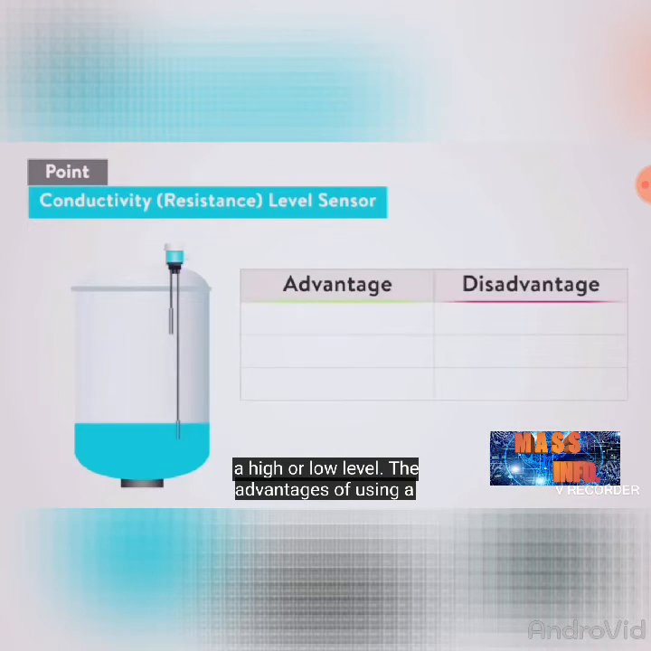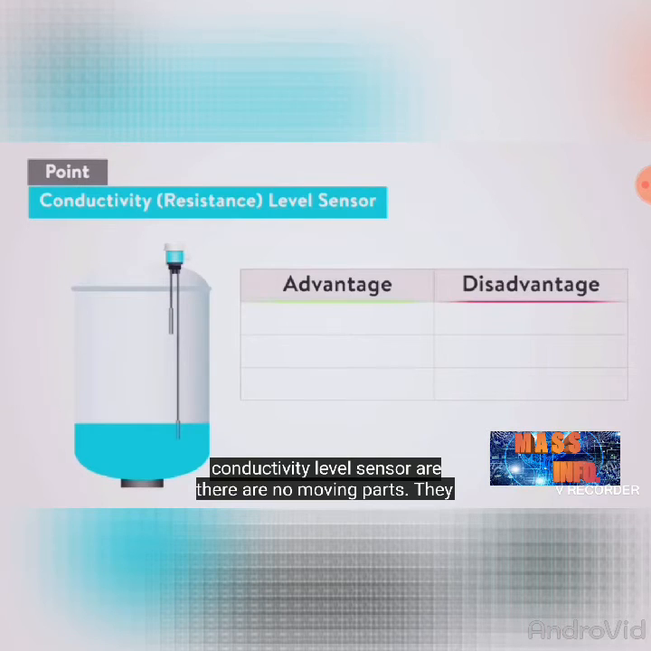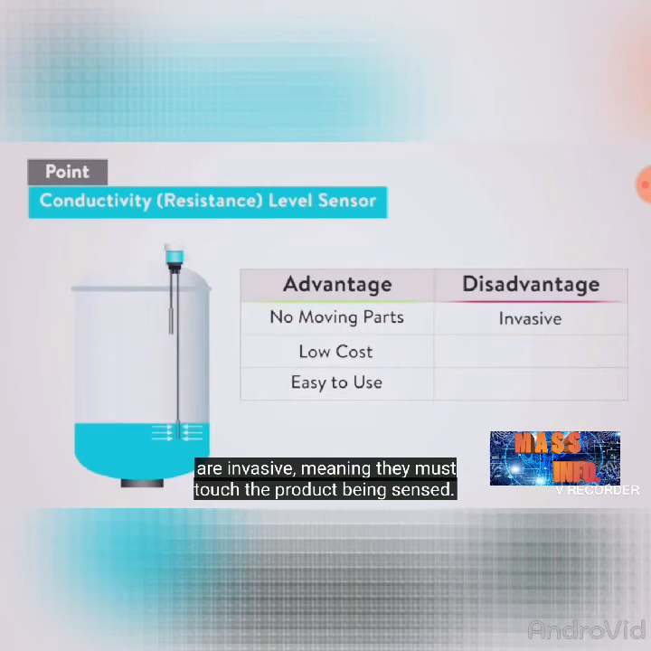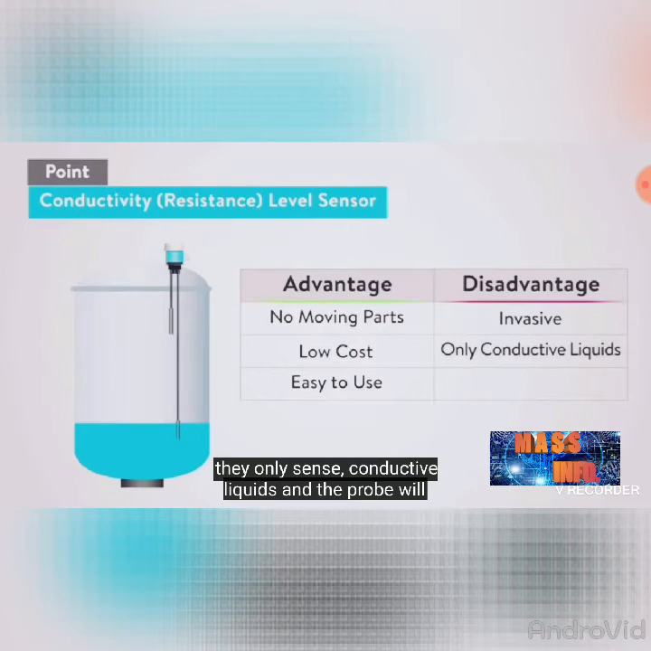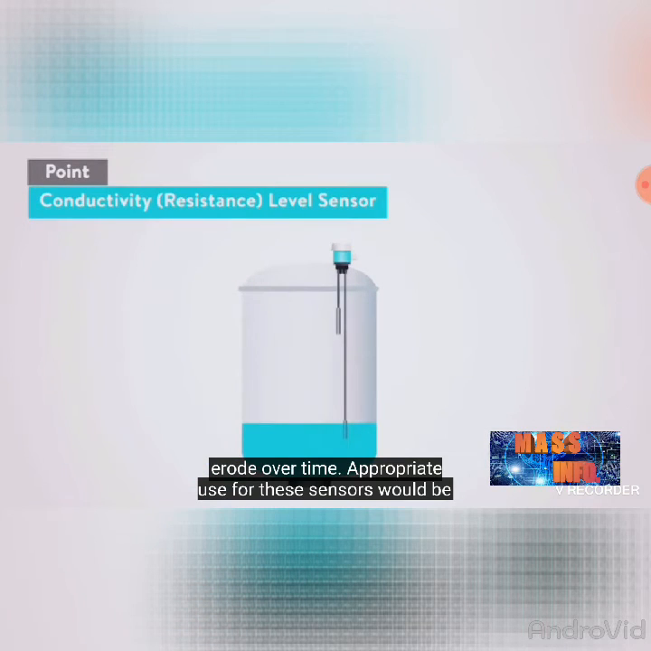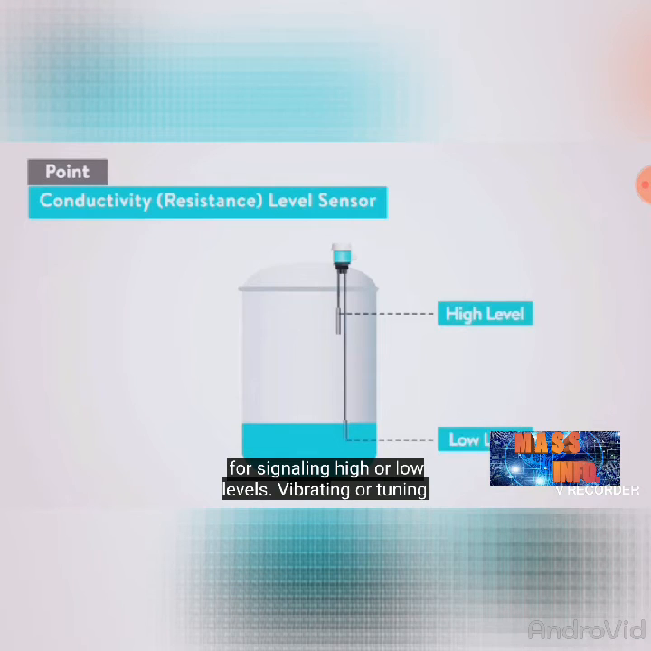The advantages of using a conductivity level sensor are there are no moving parts, they are low cost, and fairly easy to use. The disadvantages are they are invasive, meaning they must touch the product being sensed. They only sense conductive liquids, and the probe will erode over time. Appropriate use for these sensors would be for signaling high or low levels.